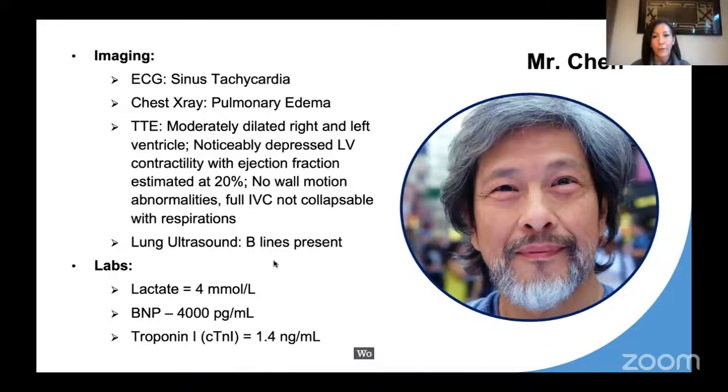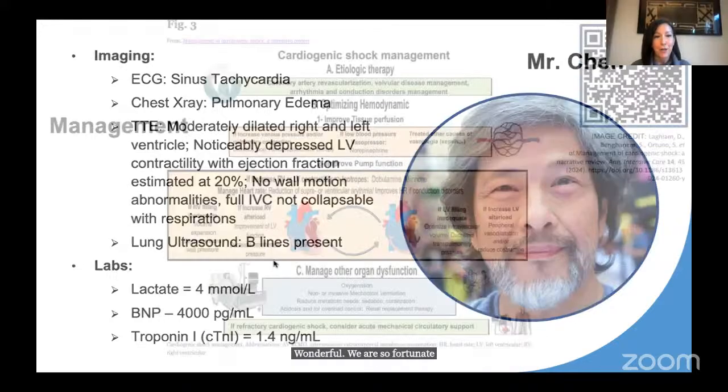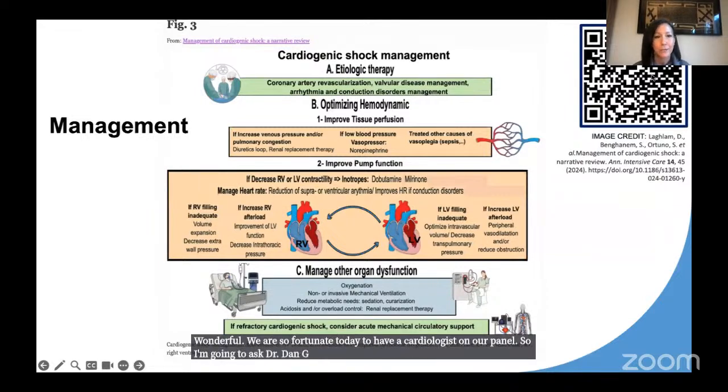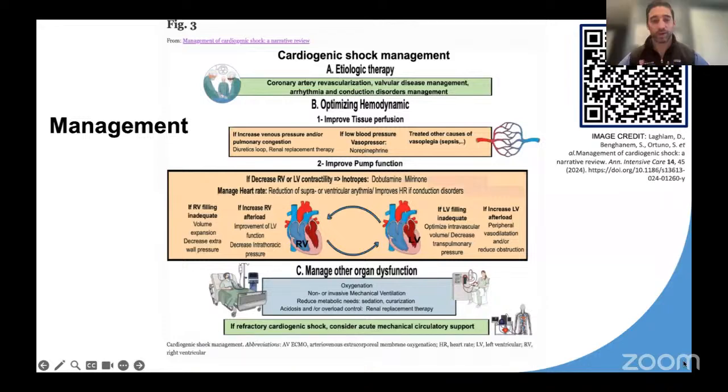Wonderful. We are so fortunate today to have a cardiologist on our panel. So I'm going to ask Dr. Dan Gerber to talk to us a little bit about acute coronary syndrome and some ways in which these cardiogenic shock patients can present. Hi, everyone. My name is Dan Gerber. Thank you for having me.